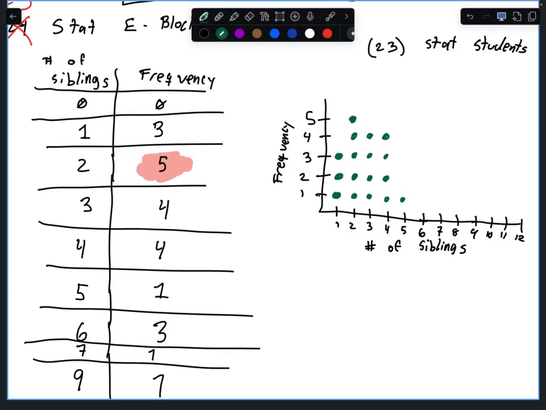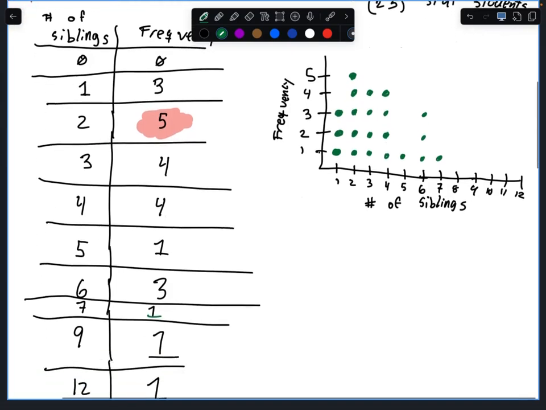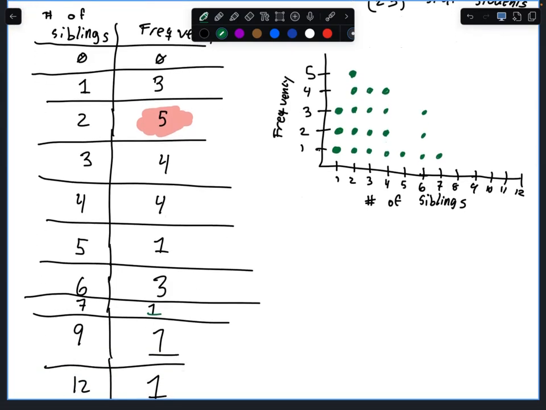All right, we'll continue. 5, 1. At 6, we got 3. At 7, we have 1. How many at 8? None. So do I put a dot at 0? No, we just do not put any dots. Correct. Then at 9, we have 1. At 10, we have nothing. At 11, we have nothing. And at 12, we have one more dot.